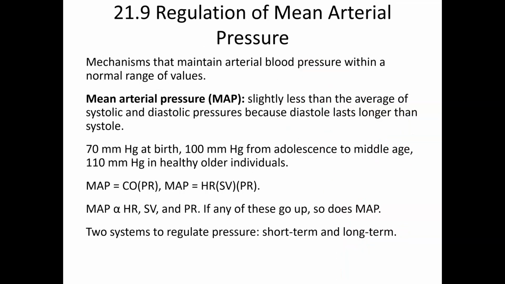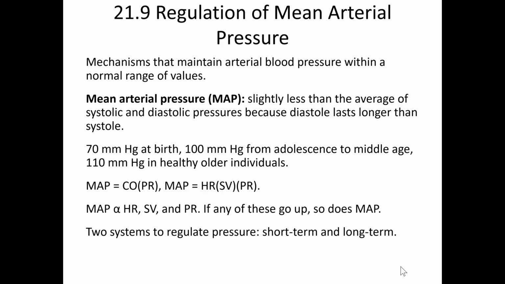So we are going to get into our regulation of mean arterial pressure. And to do that, we have mechanisms in place to maintain this arterial blood pressure within our normal range values. Our mean arterial pressure, or MAP, is going to be slightly less than the average systolic and diastolic pressures because diastole lasts longer than systole. So our MAP is going to be 70 millimeters mercury at birth, 100 millimeters mercury from adolescence to middle age, and 110 millimeters mercury in healthy older individuals.